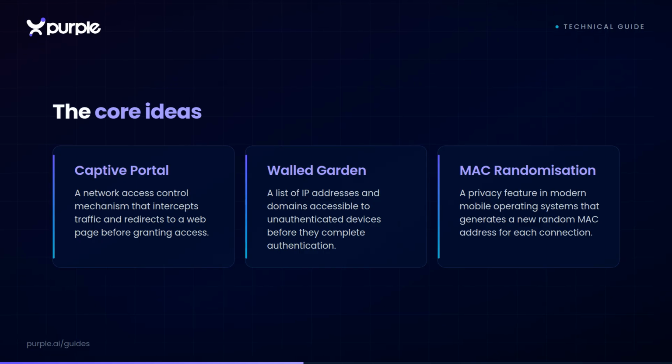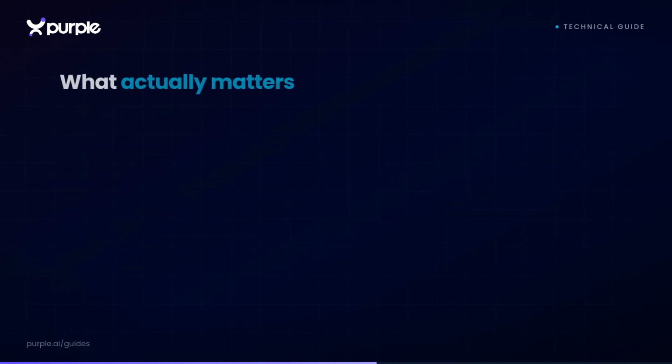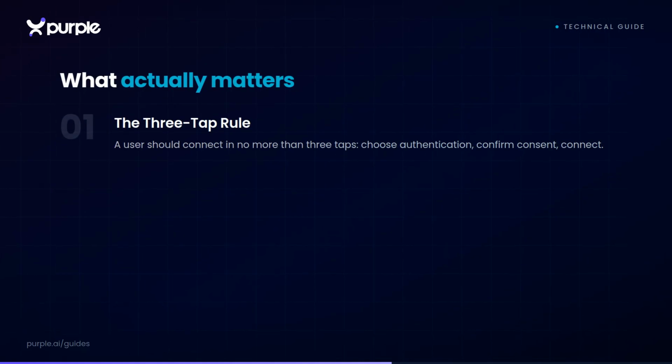MAC randomisation in modern mobile operating systems generates a new random MAC address for each connection, preventing persistent device tracking. The three-tap rule: a user should connect in no more than 3 taps from the moment the splash page appears. Any additional step introduces friction and reduces conversion.